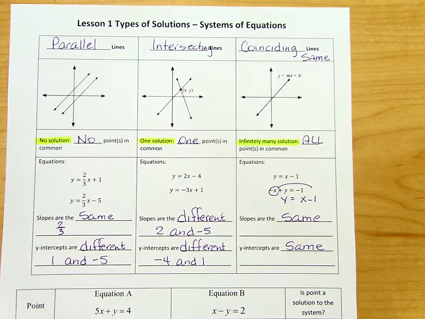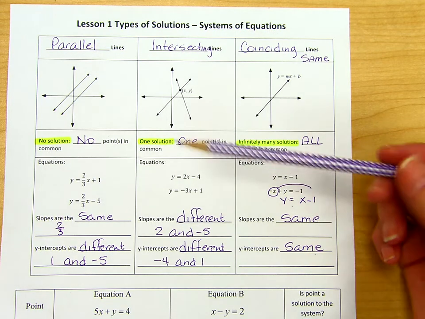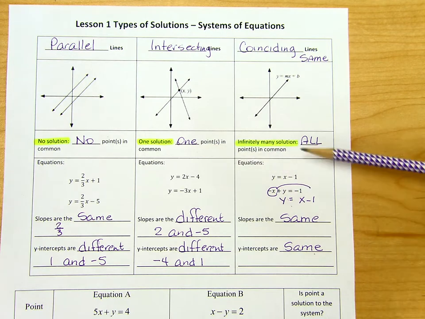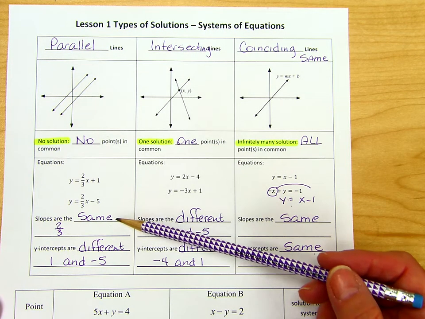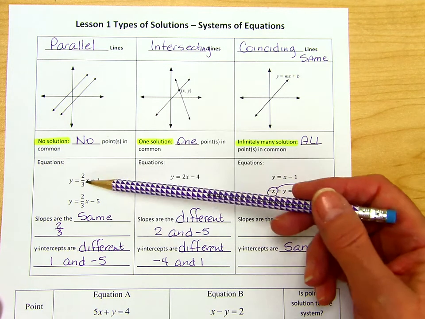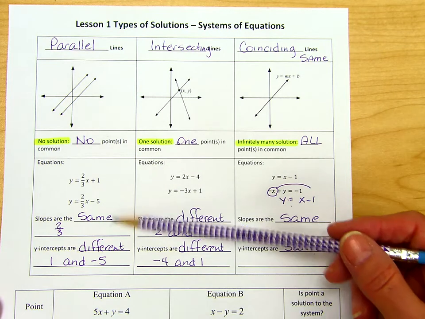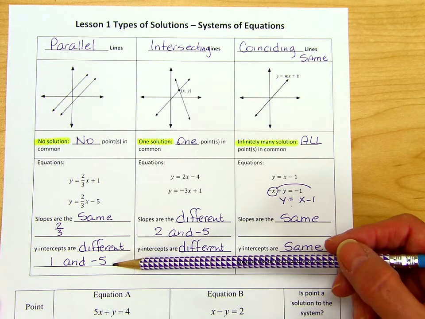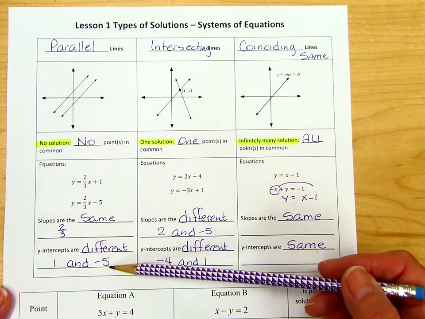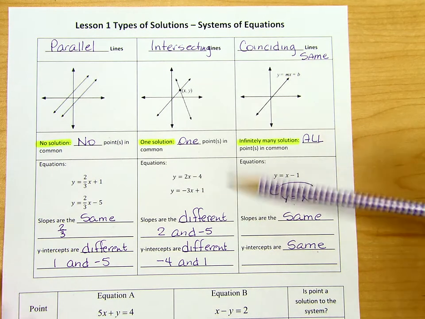Now, when you're given an equation, the way that you can tell whether it is no solution, one solution, or infinitely many is looking at the slope and the y-intercepts of the two equations. So as you can see here, they have the same slope of 2/3. They have different y-intercepts, so these two lines are going to be parallel. Because they are parallel, they do not intersect, so they would have no solution.